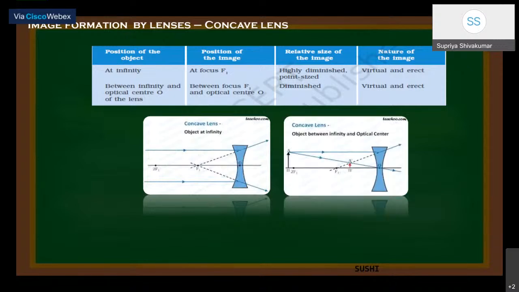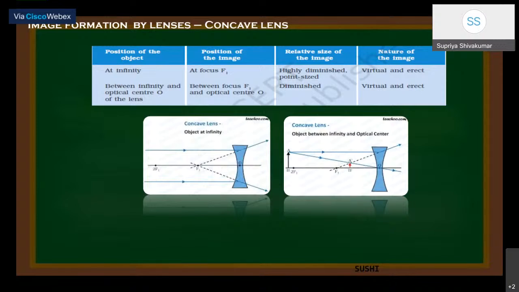Next is the second case. Let us observe the second case. What is it saying? Between infinity and optic center. That means, from infinity up to the optic center, wherever the object is. We saw all five different cases in the convex lens. In the same way here too, in all the different cases, what do we get? We get one image formation characteristic. Between focus F1 and optic center. Image formation will always be between focus F1 and optic center, and it will be diminished, virtual and erect.